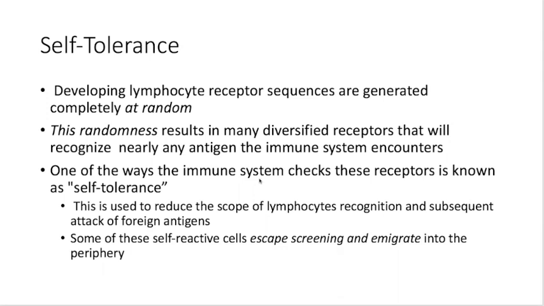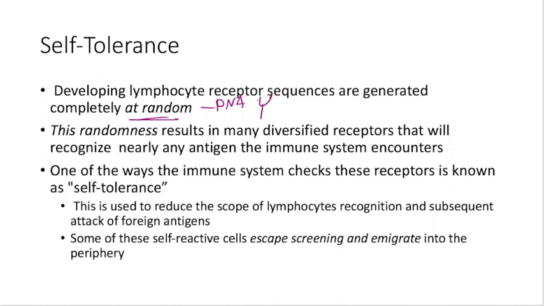So self-tolerance: those lymphocyte receptor sequences are generated completely at random, remember that it is DNA controlled. We have that region on the T cell receptors and the B cell receptors that is generated so that we can identify antigen. Well, we also have self, so we have self-antigen at this time. It is completely at random. So this randomness results in many diversified receptors that will recognize nearly any antigen the immune system encounters, right?